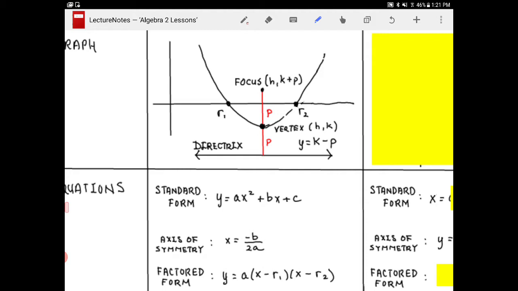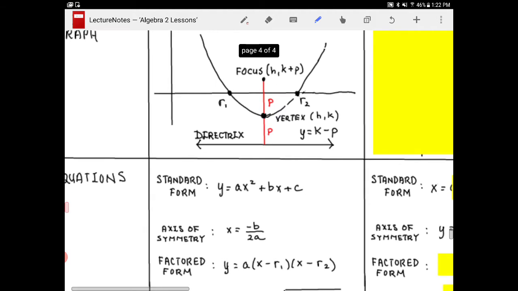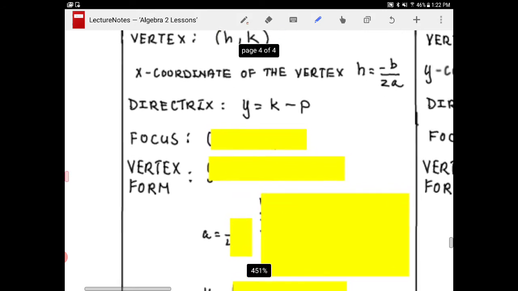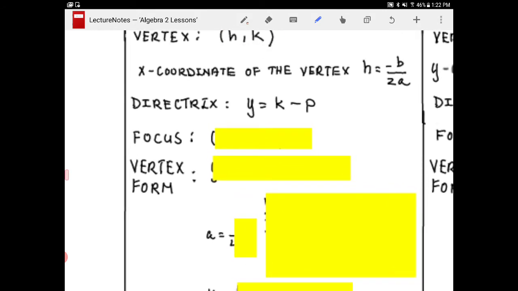I'll try to find my glasses to show you the shape of the lenses of an actual pair of glasses, which will look very similar in shape. So you're going to have a flat side and a curved side. The flat side there is the directrix, characterized by a horizontal line, y equals k minus p.